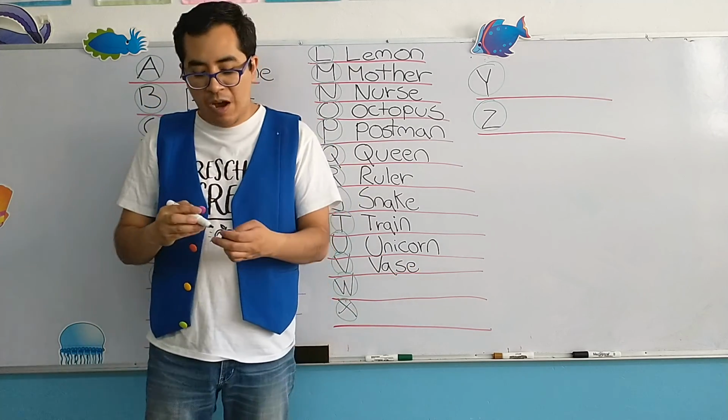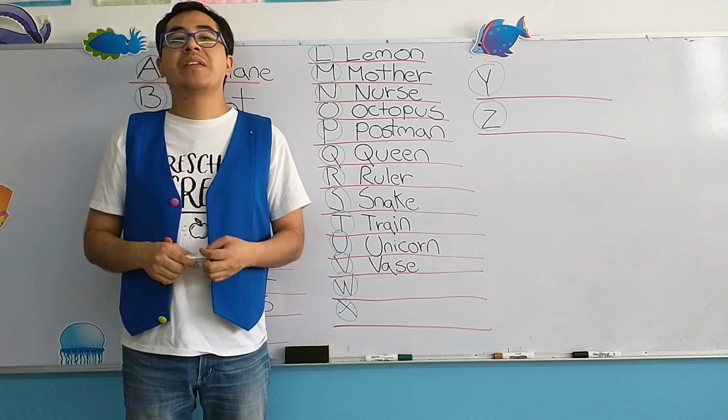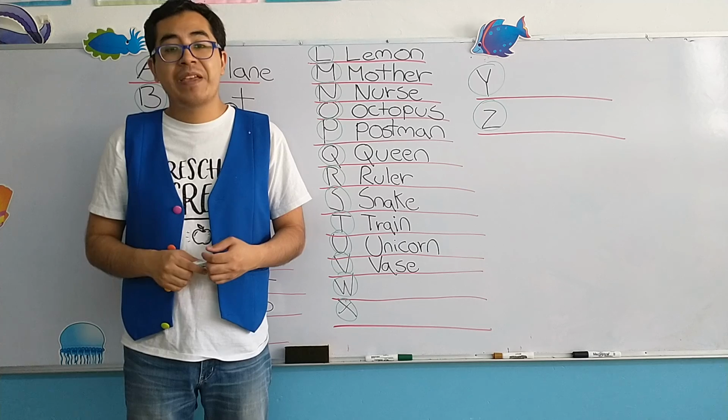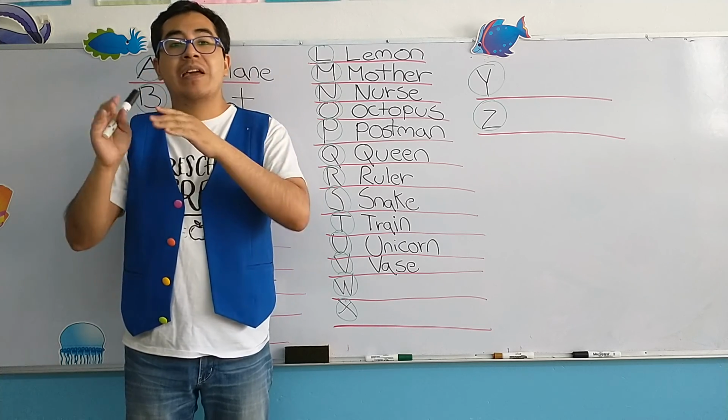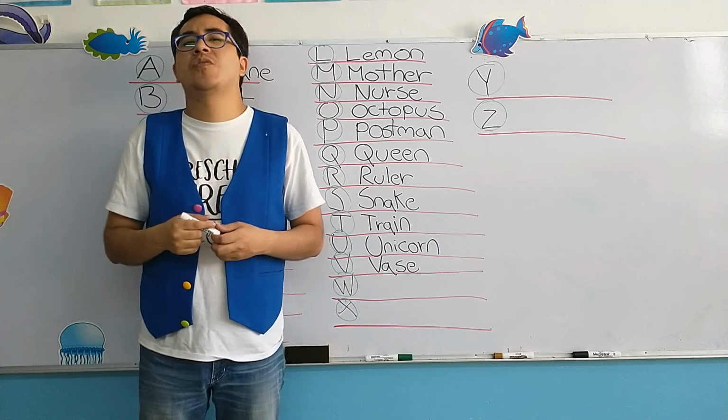For capital W, we had the window or the world, okay? Now remember world, el mundo, el planeta. But for W, let's use window.